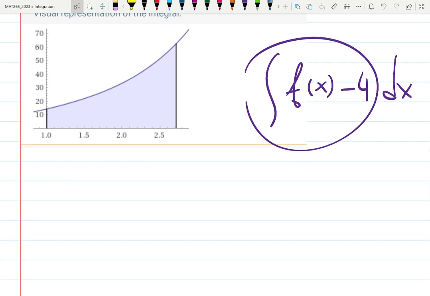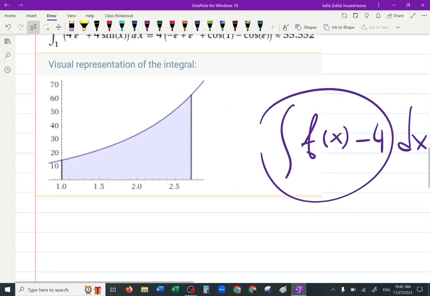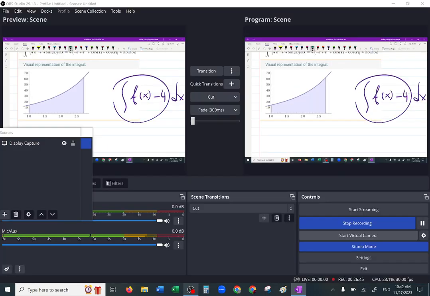I can do more examples on Wednesday, but right now I want to show you average function value before we move on. Let me make another video for that.